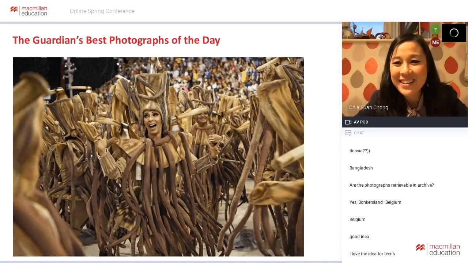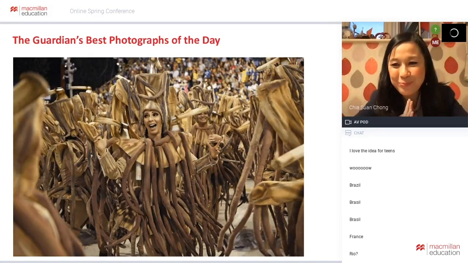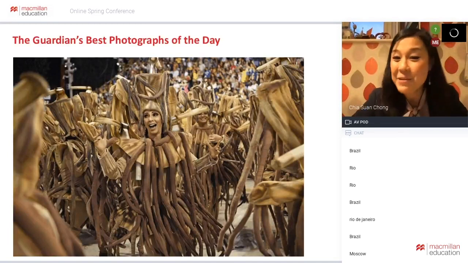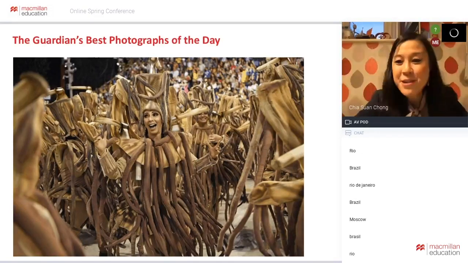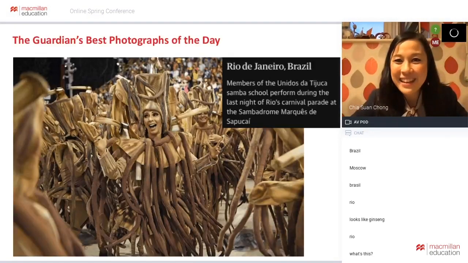Here we go. Another carnival here. Last carnival, I promise. Where is this one? Okay, so the majority of you got it. It is Brazil, in Rio. Absolutely. This is the Rio Carnival, the very, very famous carnival in Brazil.